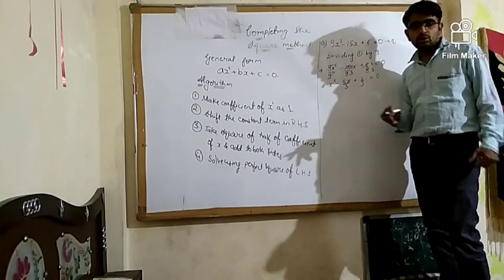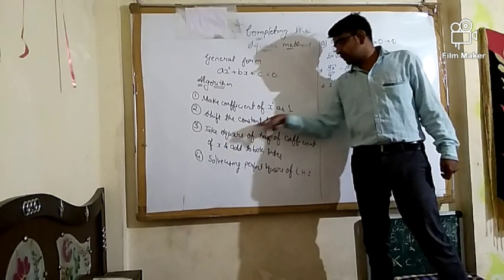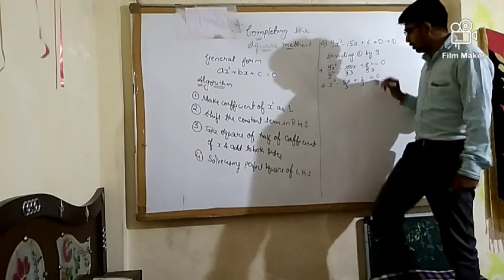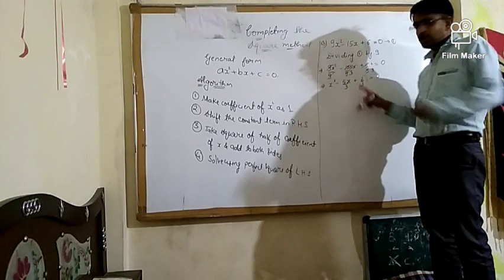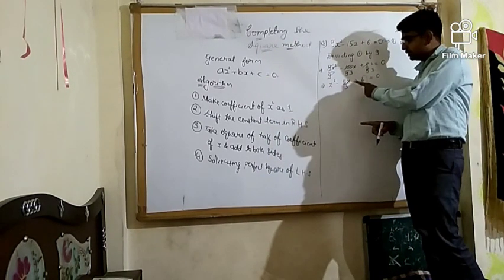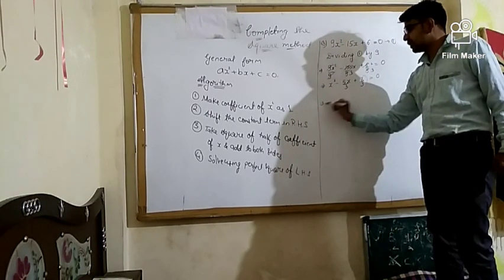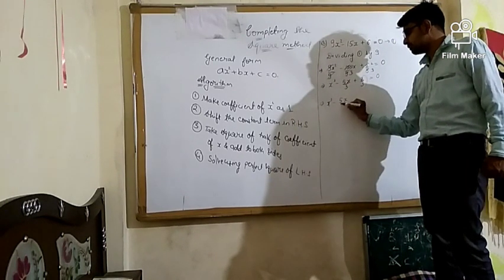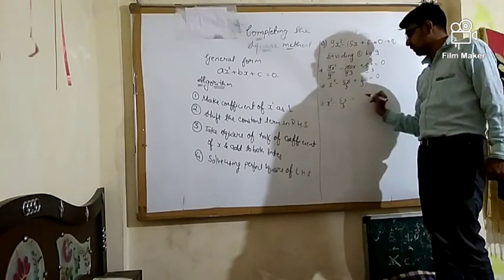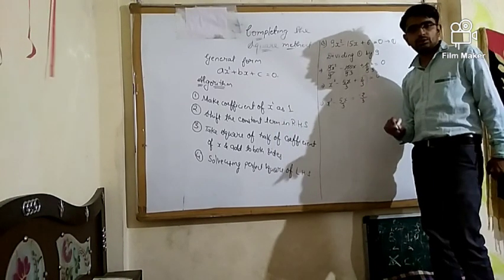Now, coming to the second point, shift the constant term to the RHS. My constant term is 2 by 3 and it is positive. I have to shift it to the RHS, so the sign will change. So my next step is x square minus 5x by 3 is equal to minus 2 by 3.